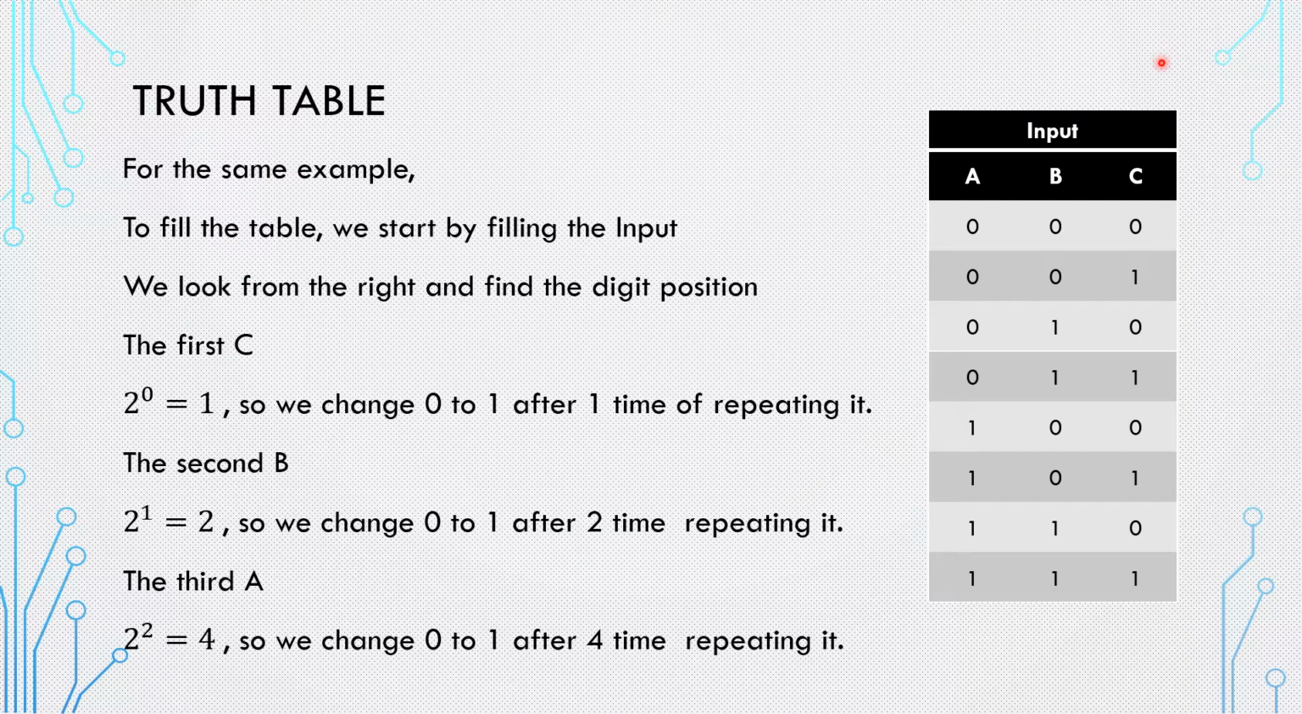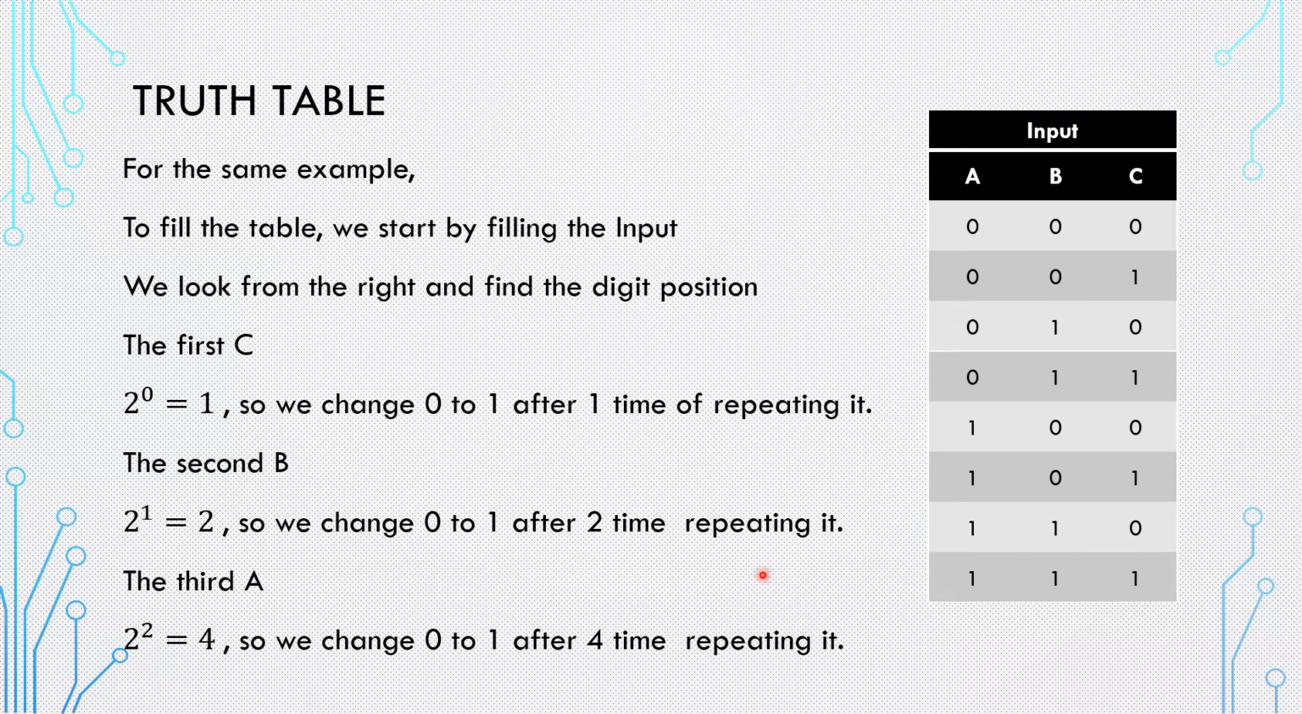So some others say that I can write down 0 1 0 1 0 1 0 1, and in the second column 2 zeros, 2 ones, 2 zeros, 2 ones, and then 4 zeros, 4 ones. Okay, what about if you have 4 inputs? How many zeros are you going to write?